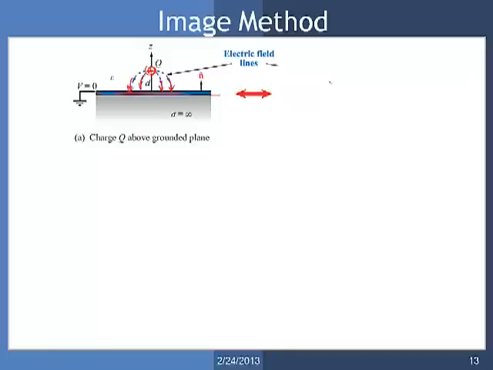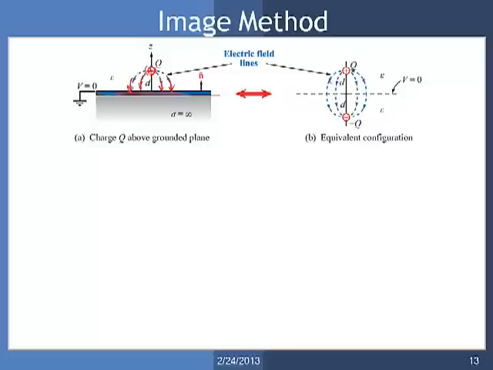However, we know that the electric field lines coming out of the charge must be perpendicular to the ground plane, and the field distribution of this problem would be exactly the same as this one, where we have removed the ground plane and have put a negative charge that is a distance d below where the ground plane would be. And because of symmetry, all the field lines in this second case would be exactly perpendicular to this horizontal surface, and the electric field or electrostatic potential would be fairly easy to solve for this second problem, because it would just be a direct application of Coulomb's law.